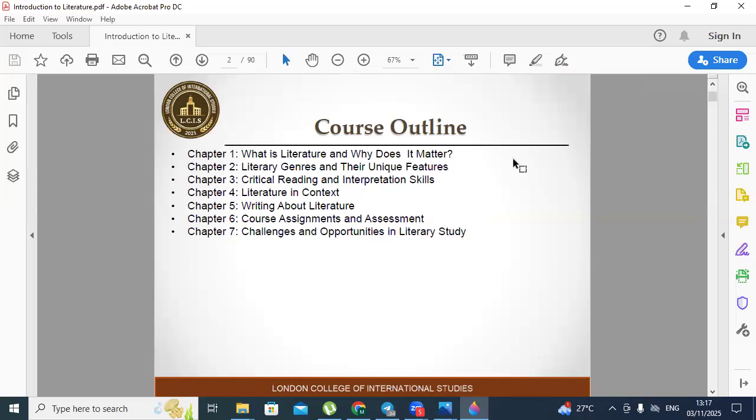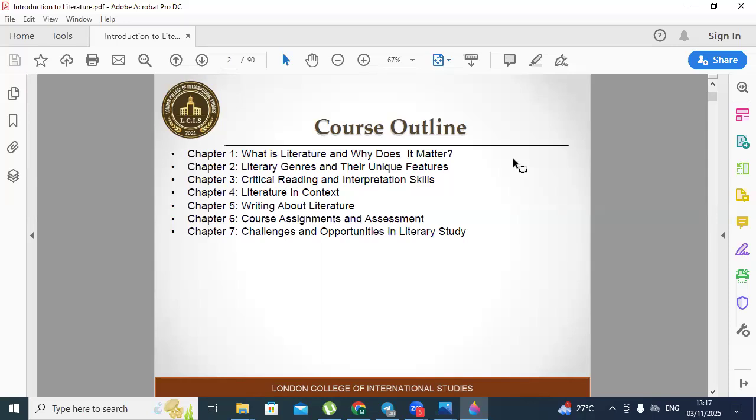Course outline. Let me walk you through what we will cover in this course. We will have 7 comprehensive chapters ahead of us. Chapter 1 addresses fundamental questions. What is literature and why does it matter? We will explore literature's definition and its significance in both individual lives and society.